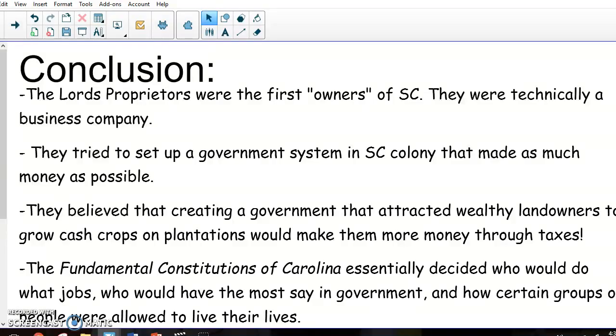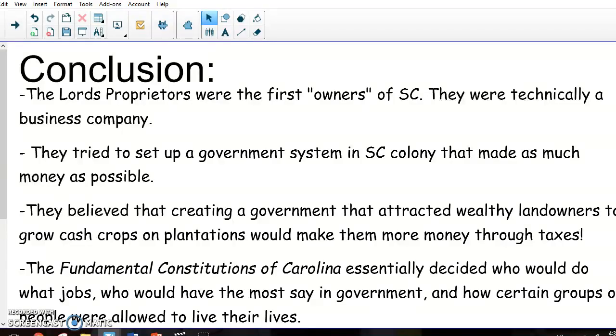So in conclusion, just some basic things that I want you to consider. There were the Lords Proprietors, who of course were the first quote-unquote owners of South Carolina. So technically it was more like a business company with the proprietor system that was set up. They tried to establish a government in South Carolina that would make as much money as possible. How can we attract people here and address the economic issue that we would be facing? They believed that creating a government that attracted wealthy landowners to grow cash crops on the plantation would make the most money through this tax. That's the quitrent land tax that we had mentioned earlier.